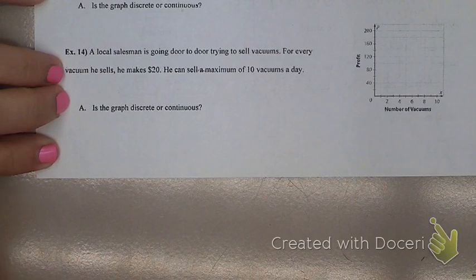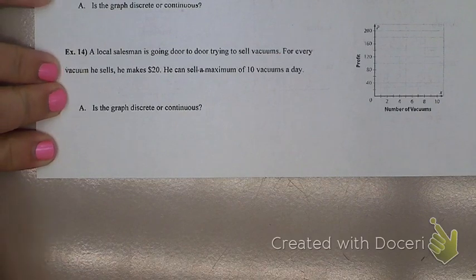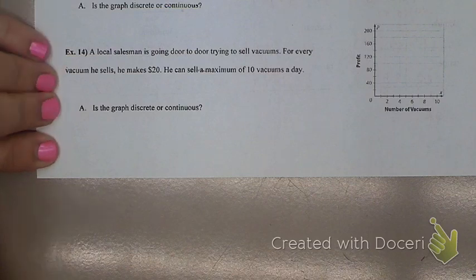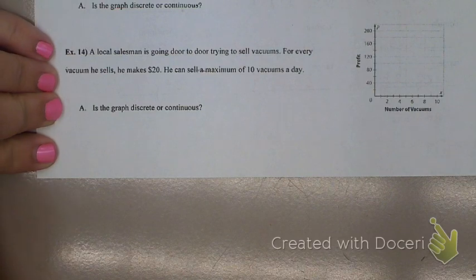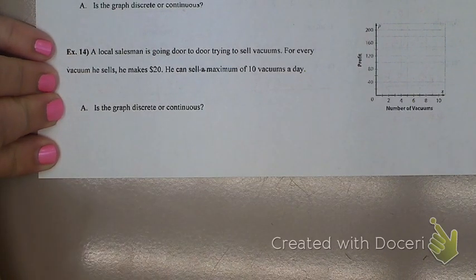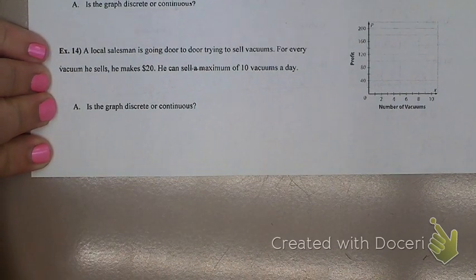Okay, last one. Is this one discrete or continuous? A local salesman is going door to door trying to sell vacuums. For every vacuum he sells, he makes $20. He can sell a maximum of 10 vacuums a day. I feel like this is the 1950s. Who sells vacuums door to door? But whatever. Is this continuous or is this discrete?